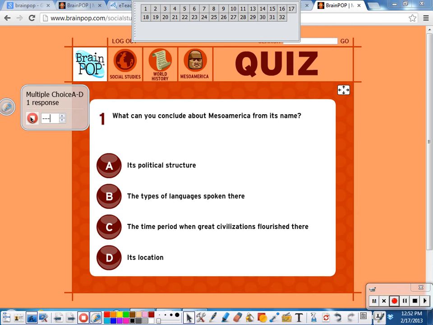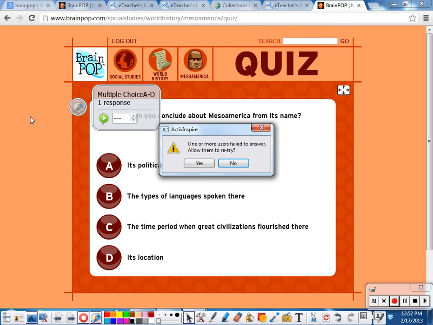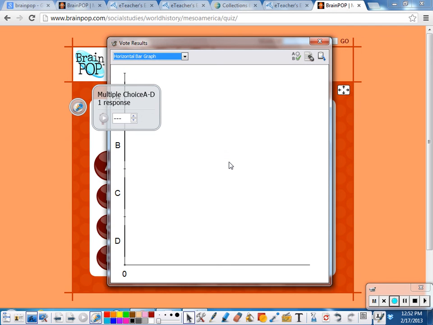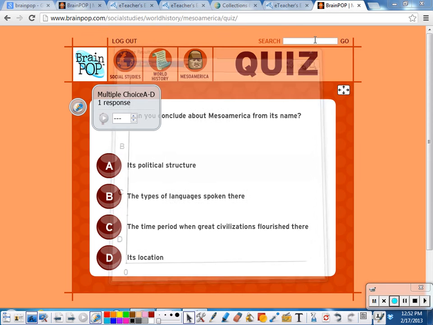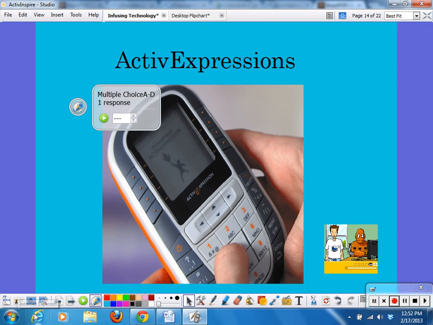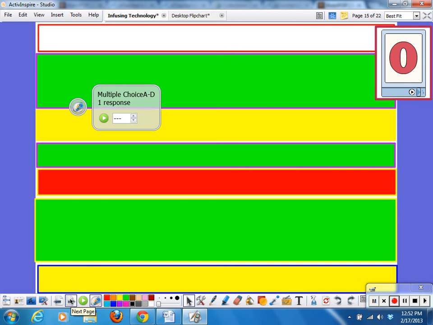When they're done, we have immediate feedback to students. We have immediate assessment to the teacher. You can assign these to the students so you know who answers what. You can export your data to an Excel spreadsheet, or you can just use it as part of the class. Now normally it would show me a graph of how many students chose each response. Going back to my flip chart, how else can I use Active Inspire?